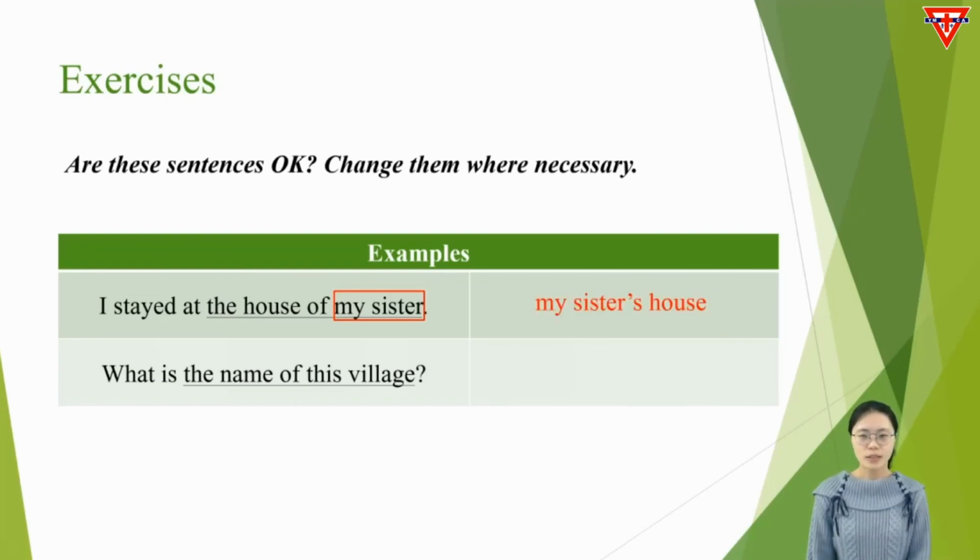The second one, a village is a place, so not a living thing. We should use the or phrase. The sentence here is already correct, so just write okay. Got it? Now try it out yourself.